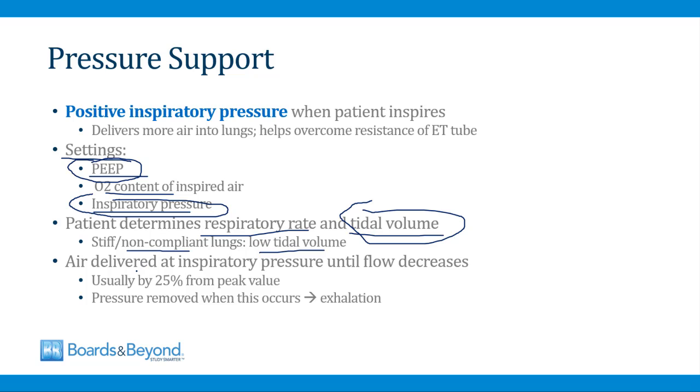So the way this works is the machine will deliver air at that inspiratory pressure that you set until flow decreases. Usually it can detect when the flow has dropped by about 25% from the peak value. When this occurs, the pressure support is removed, it switches over to the PEEP, and that leads to exhalation.